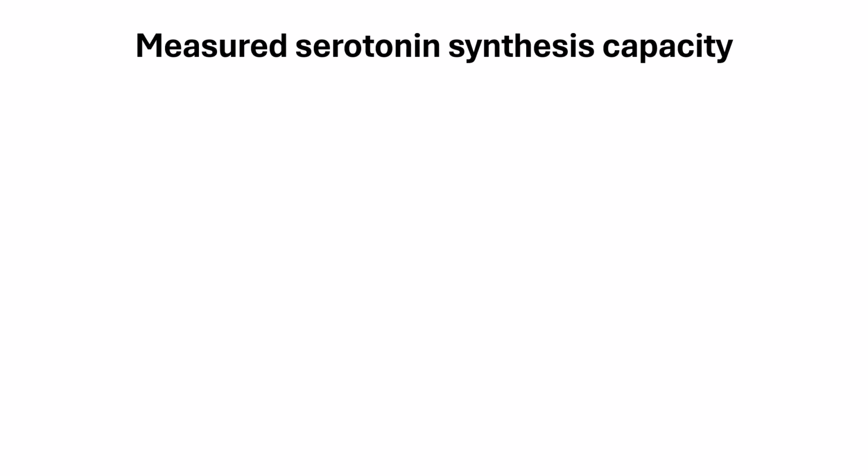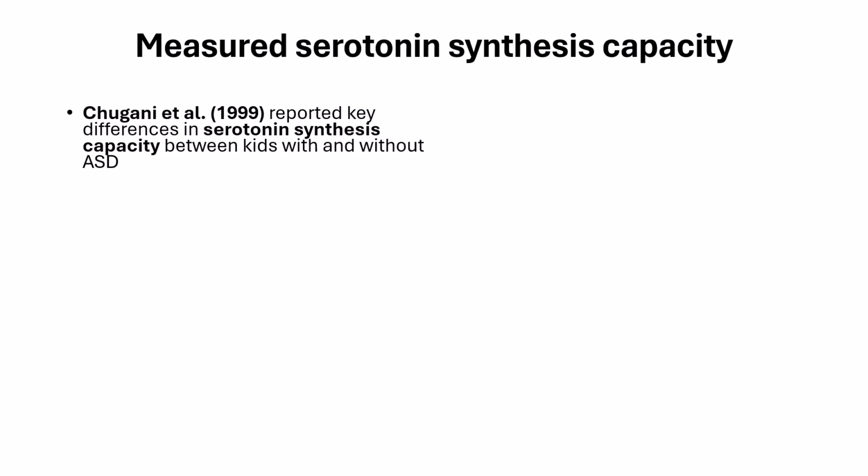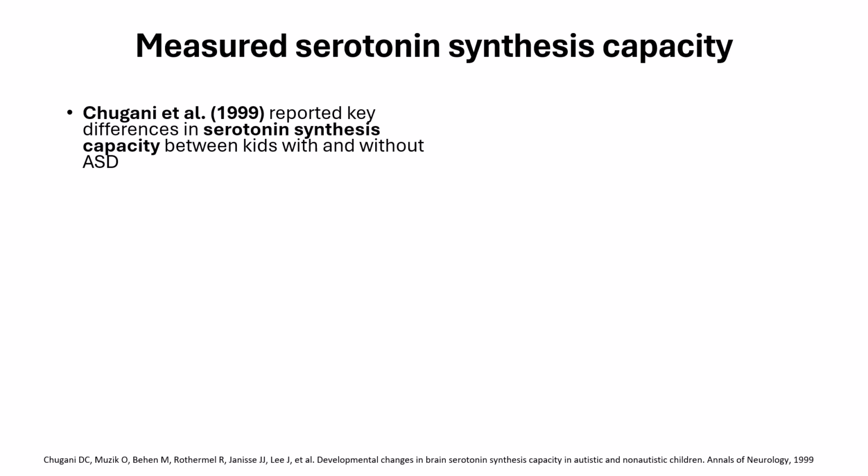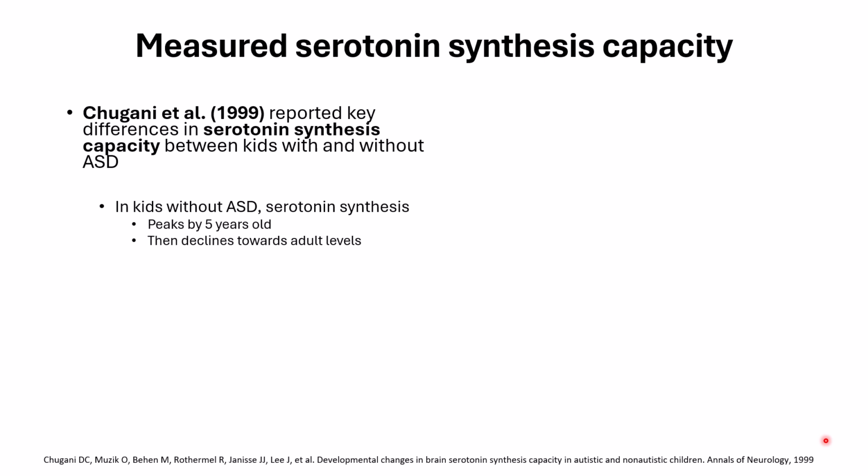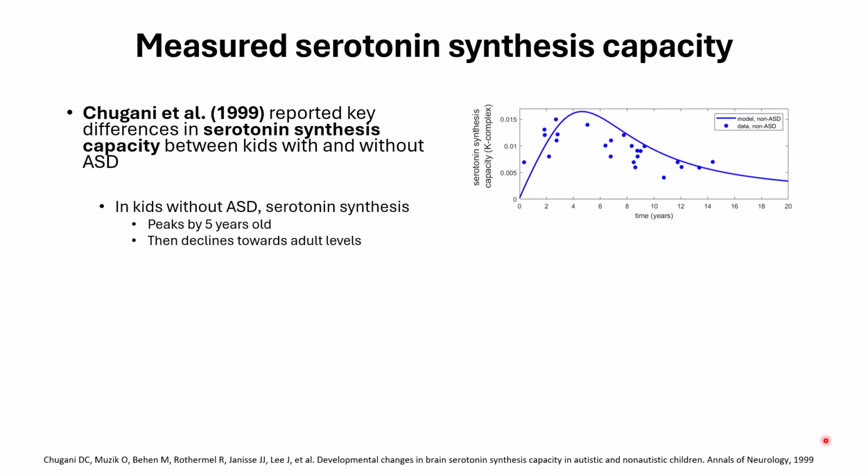Okay, so then I was lucky enough to find this other experiment from Giugani et al. From 1999. This is the reference. Please feel free to look it up. This team reported key differences in serotonin synthesis capacity between kids with and without ASD. They showed that in kids without ASD, serotonin synthesis actually peaks by 5 years old and then declines.